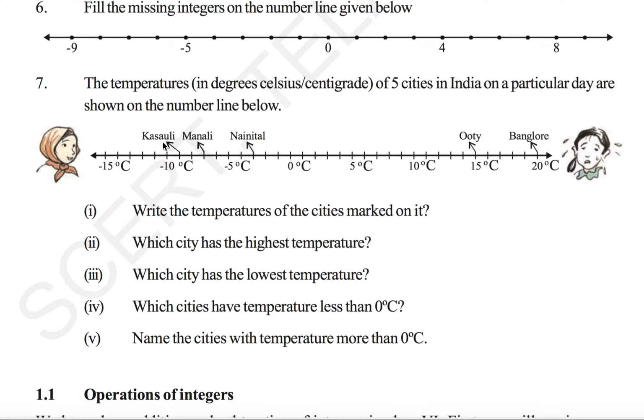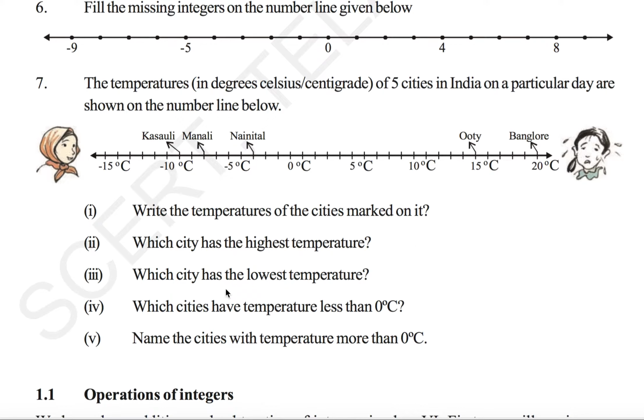Okay, this is Kasauli, minus 10 degrees. Manali, minus 7 degrees. Nainital, minus 3 degrees. Ooty, 15 degrees. Bangalore, 20 degrees. Which city has the highest temperature?